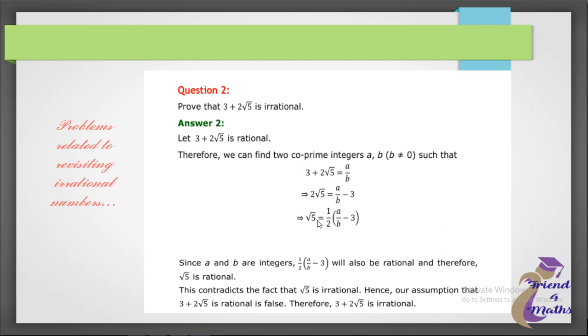But we have proved that root 5 is not a rational number, it is an irrational number. So this result will be a wrong result. So why do we get this here?